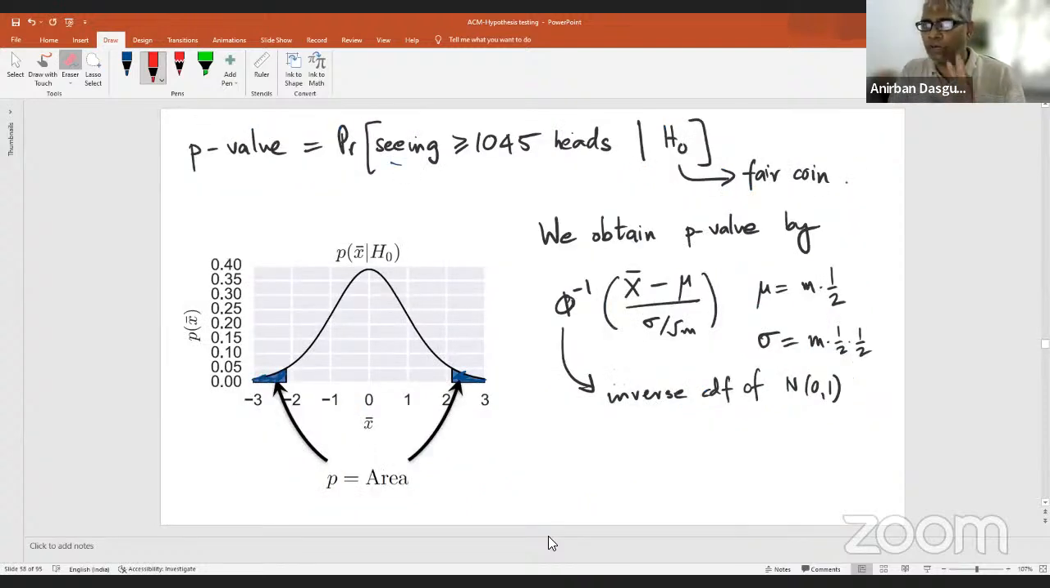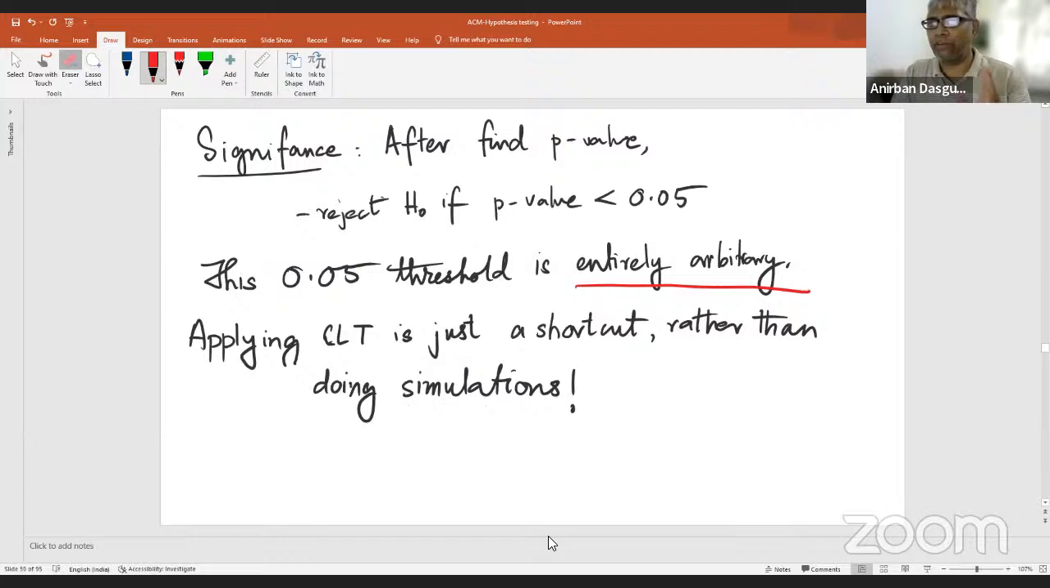So this is how we work it out. The p-value of the test is the probability of seeing at least 1045 hits under H0. You don't need to do a simulation here because now we are using the central limit theorem. You're assuming that the number of heads follows the central limit theorem, and then you find out using the table of the normal distribution. You calculate (x bar minus mu) by sigma root n, get the standard normal variable, and then look up that particular value.